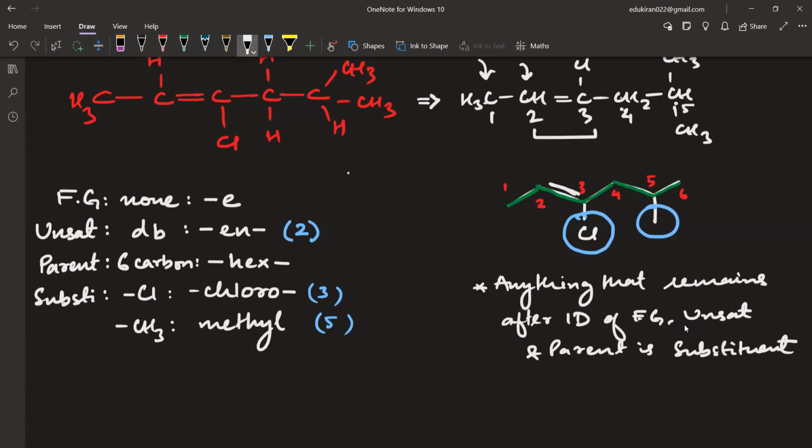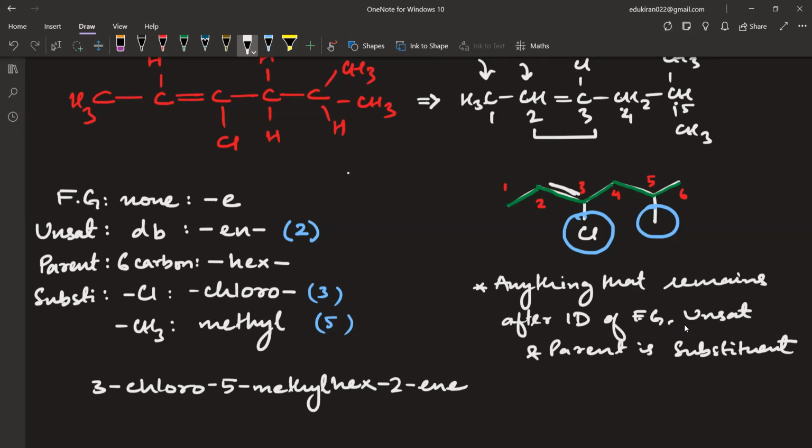Now when I'm going to name, I have a choice. I can either write 5-methyl or I can write 3-chloro. I have a choice here. Whenever we have this type of choice, that means we can write the substituents either the methyl first or the chloro first. Then we go with alphabetical order. So it will be 3-chloro, 5-methyl, hex-2-ene.